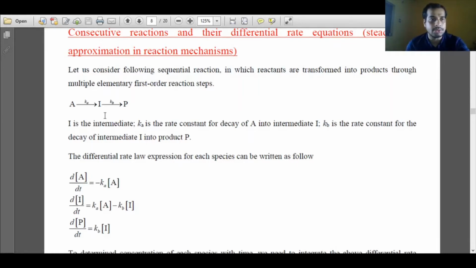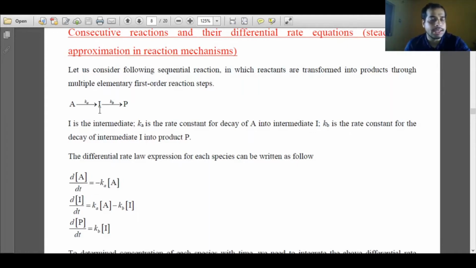We will further assume that at zero time, or at the initial state of the reaction, there is no I or intermediate and there is no P or product, meaning the concentration of intermediate I and the concentration of product P at zero time is 0, and only the reactant A exists at the zero time of the reaction. With these conditions, if we apply the rate law expression for A, I can write dA over dt is equal to minus Ka A, because A is decreasing with respect to time, that's why it is a negative quantity.